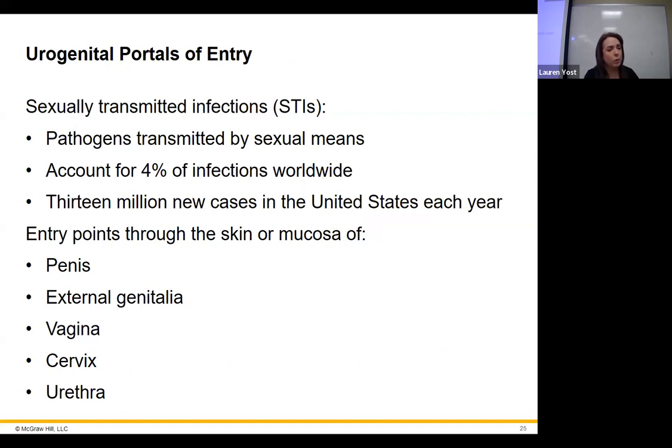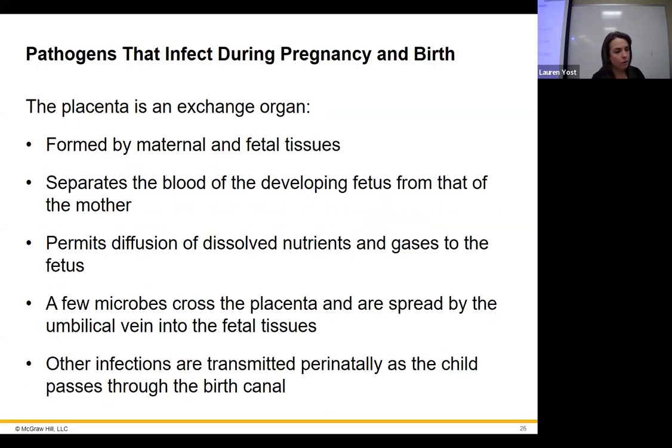We have urogenital ports of entry. Most of these we're talking about STIs or sexually transmitted infections. Not all of them, of course. There are diseases that you can have in that area, the urogenital area, that aren't STIs, but most of them are going to be. So you can get through pretty much any organ associated with that. Then we have pregnancy and birth exchange.